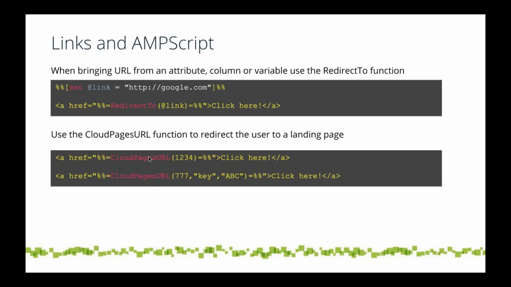And then CloudPagesURL. If you are using Cloud Pages in Marketing Cloud, you can use the CloudPagesURL function. You can set the ID of a cloud page, or you can pass multiple query parameters. What it does is wrap the URL, encode it, and encrypt the query string, so the user doesn't see it. Then you can retrieve it in your cloud page just by using %%key%%, or the RequestParameter function, it will retrieve it.